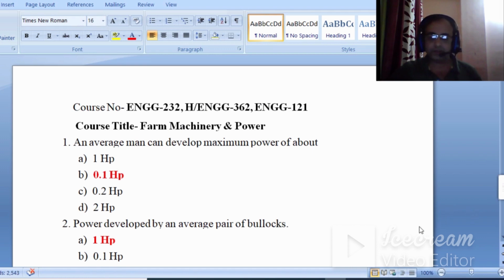The first question is: an average man, which is a healthy human being, can develop maximum power of about. The options are 1 HP, 0.1 HP, 0.2 HP, and 2 HP. So you should know that the answer is 0.1 HP. Then the next is power developed by an average pair of bullocks. Pair of bullocks means two bullocks. It is about 1 HP is the correct answer for that.